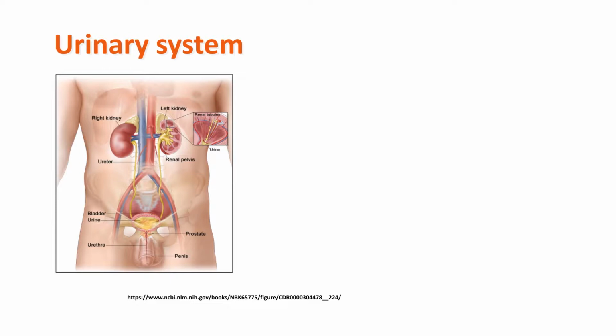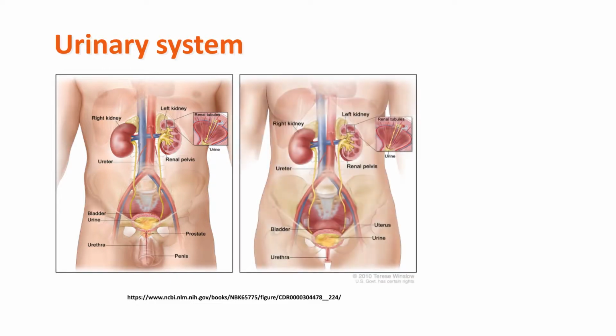The anatomy of the male urinary system is on the left, and the female urinary system is on the right, showing the kidneys, ureters, bladder, and urethra. Urine is made in the renal tubules and collects in the renal pelvis of each kidney. The urine flows from the two kidneys through the two ureters to the bladder. The urine is stored in the bladder until it leaves the body through the urethra. The prostate gland is also shown in this photo.